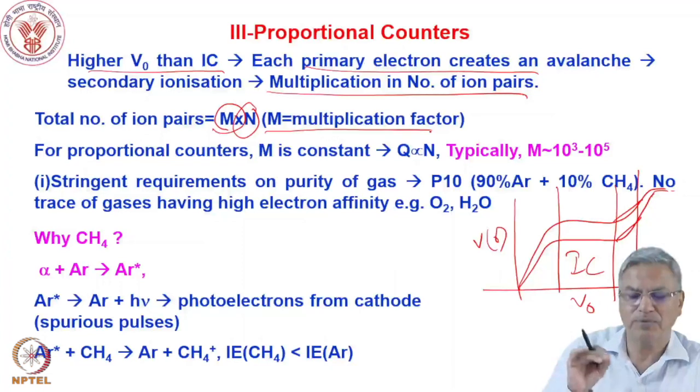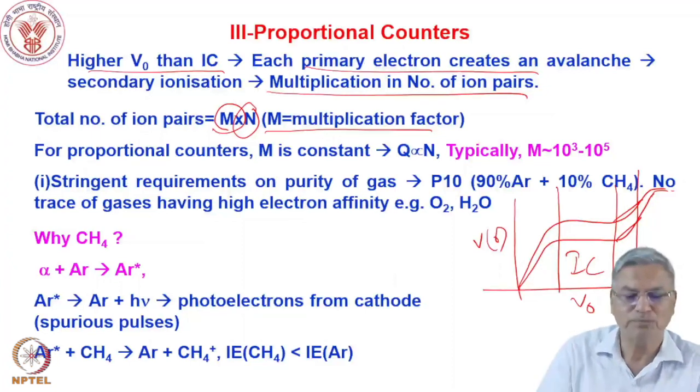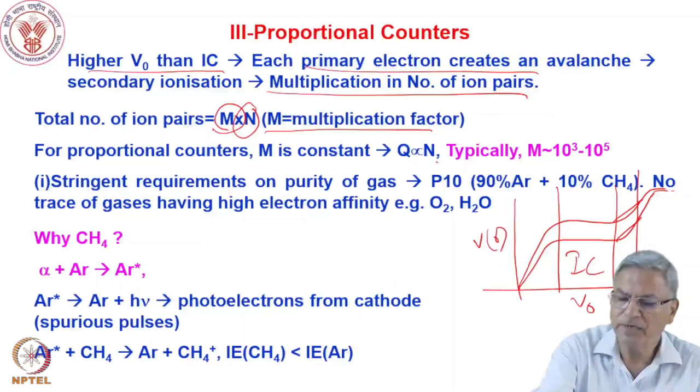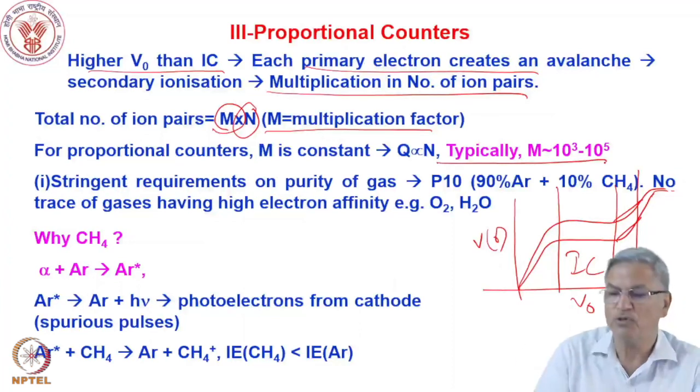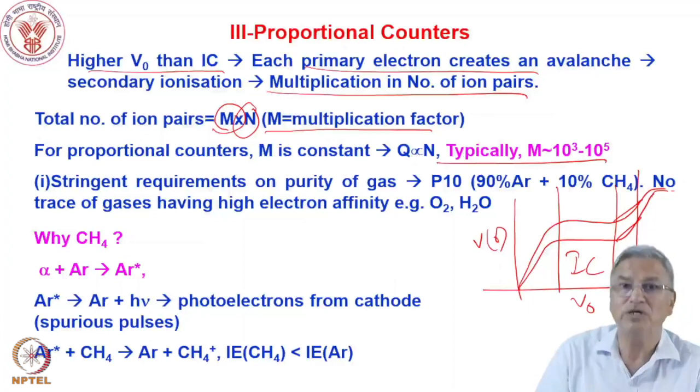So the main point of these counters is that m is constant, and that puts a strict requirement on the parameters of this proportional counter. And the typical multiplication factor is 10 to the power 3 to 10 to the power 5. So you can see the pulse amplitude will increase by this much magnitude.